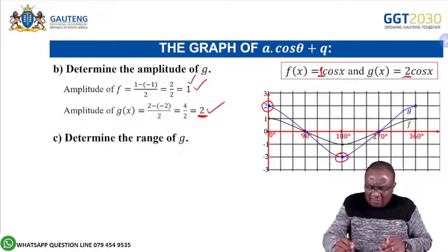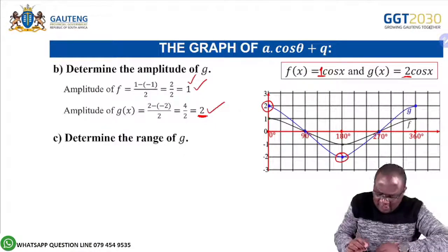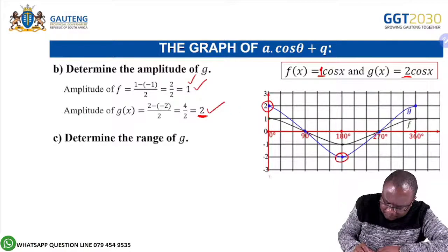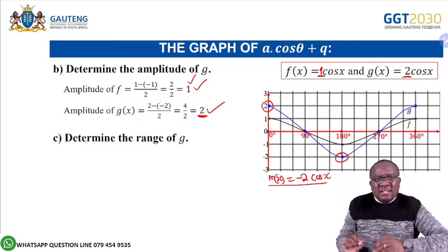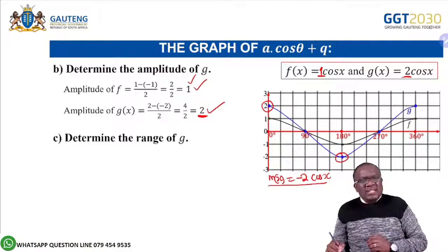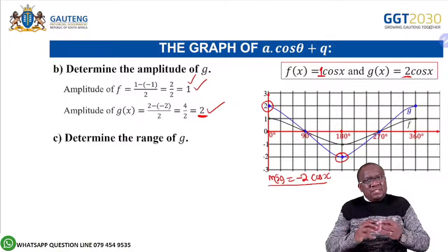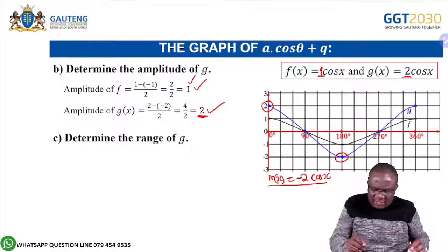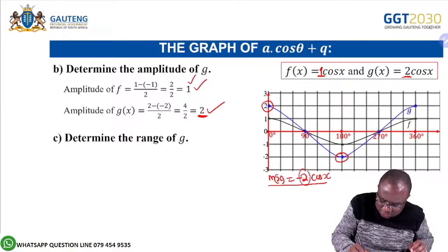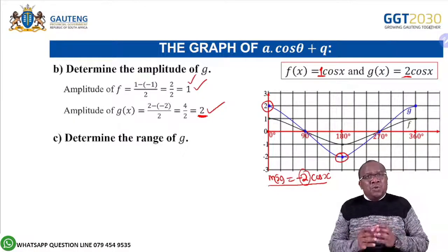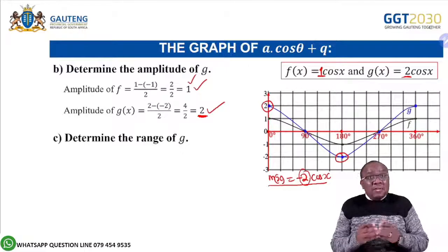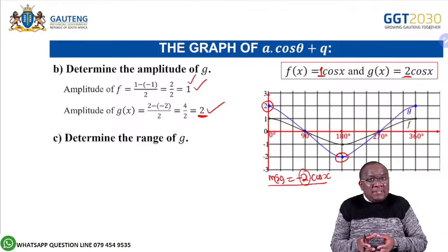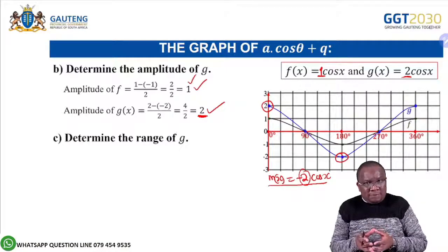The A value here can be negative. Let's say, for example, it can be m of x is equal to negative 2 cos x. Please don't say that the amplitude when it's like this is negative 2. Amplitude is the distance, isn't it? So you just ignore the sign and say the amplitude is 2. So the amplitude is always positive, but your a can be negative, isn't it? Okay, please take note of that.